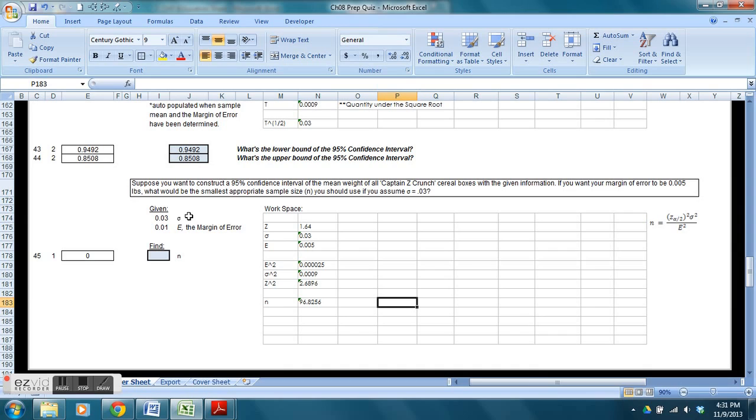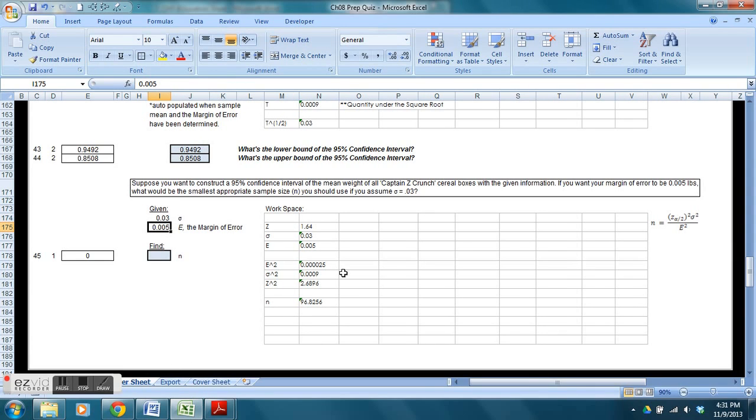That means for this given population standard deviation, and for this given margin of error, we need at least 96.8. So whatever n you solve for, you always round up. Always round up. In this case, it'd be 97. So we need at least 97. But even if this was 96.2, you still round up to 97.